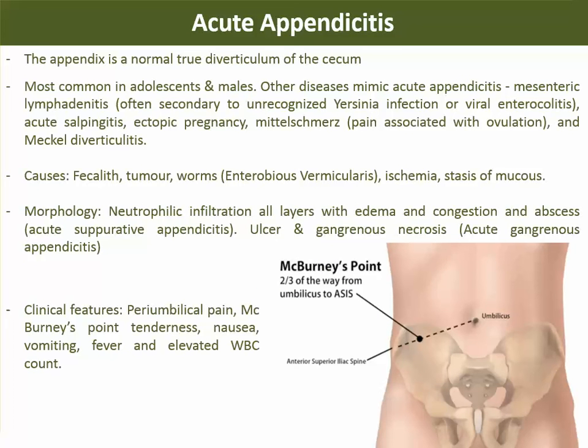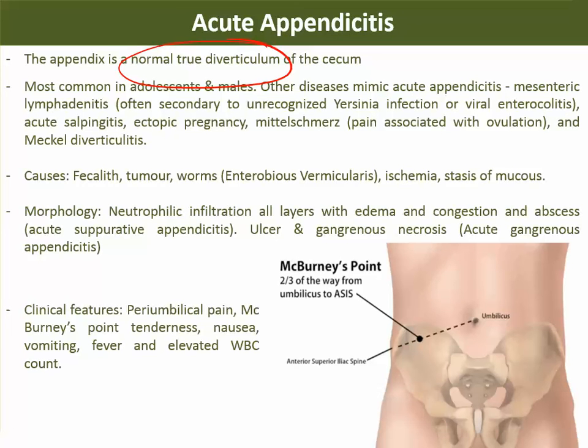See, first of all, the appendix is a normal true diverticulum, which means from the cecum there is an outpouching. That outpouch contains all the layers of the intestine, that is called the appendix. It is a small organ which comes out of the cecum, and it contains all the layers of the GI tract. Now this goes for inflammation, and that is called acute appendicitis.